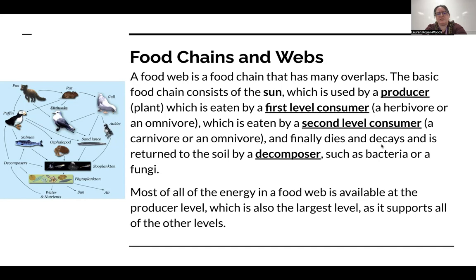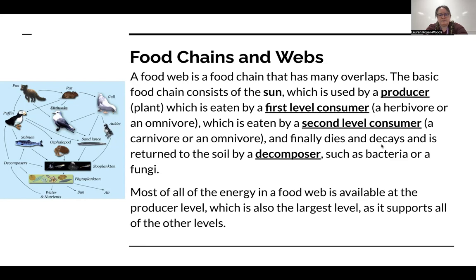For instance, usually everything is based on the sun, because the sun is used by a producer, which is a plant, and then it's eaten by a first level consumer, which is an herbivore or an omnivore. Omnivore means we can eat both. That's what we humans are. Which is eaten by a second level consumer, which is a carnivore or an omnivore. And then finally, dying, death and decay is returned to the soil through a decomposer, which is usually bacteria or fungi.